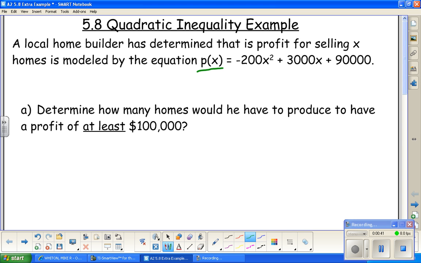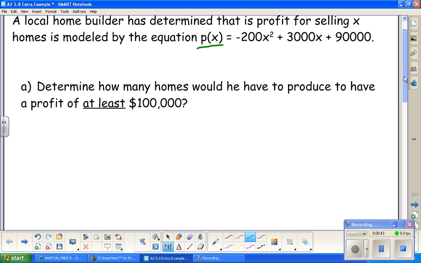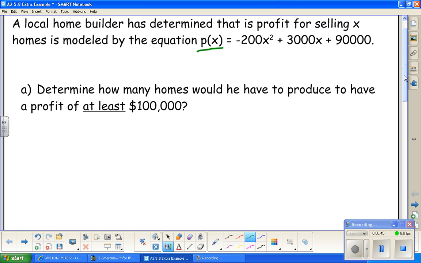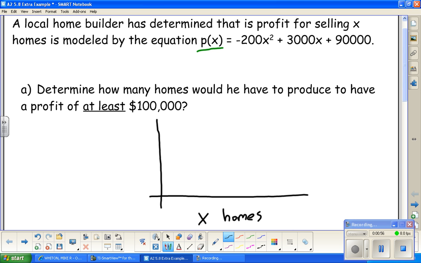So what I'm going to do is think about the graph and also do some algebra to solve this. But if we just think in general what this looks like without worrying too much about detail, again, the x value in this case is the number of homes that he builds, and the y value will be the profit. That's P of x. So depending on how many houses he sells, we can see what kind of profit he would make.